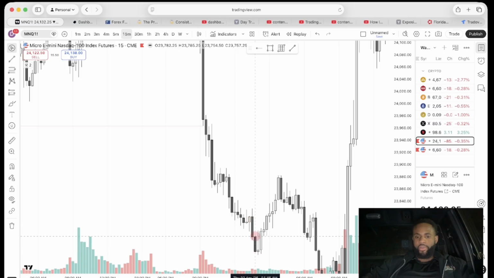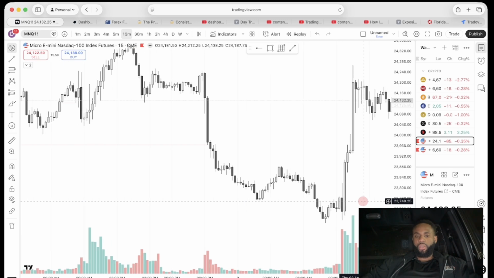And this is what moves the market right here. This is what represents the market. Candlesticks, price action. Now the different types of candlesticks, that is a whole other conversation.